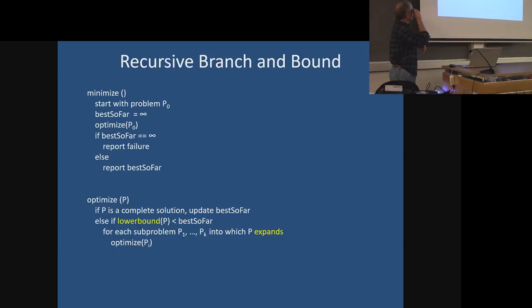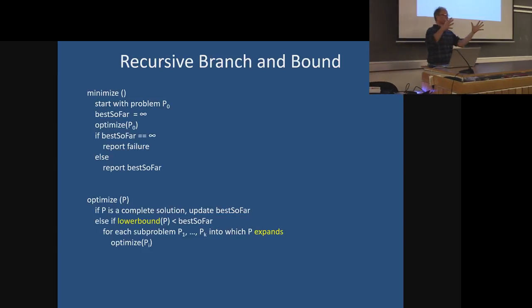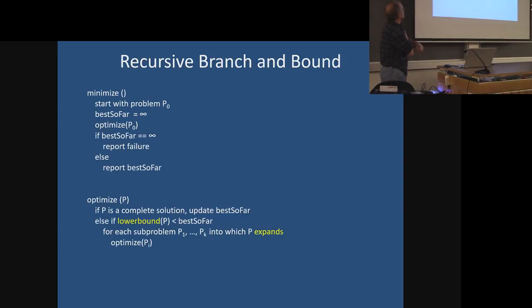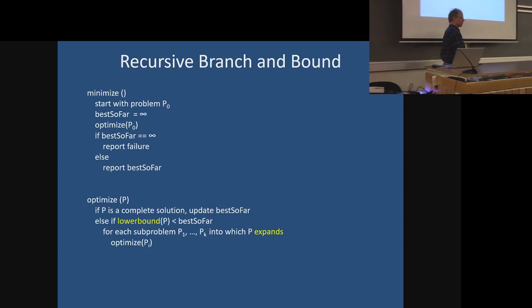So the organization is going to look like this, roughly. You're trying to minimize the solution to some problem. So you start with the initial problem, P0. In the case of TSP, P0 is solve the traveling salesman problem for this graph. We'll ignore the best so far right now. We call optimize of P0, and if it didn't find a solution, we report failure. Otherwise, we report the answer. So think of best so far as being the variable that's going to contain the answer at the end.